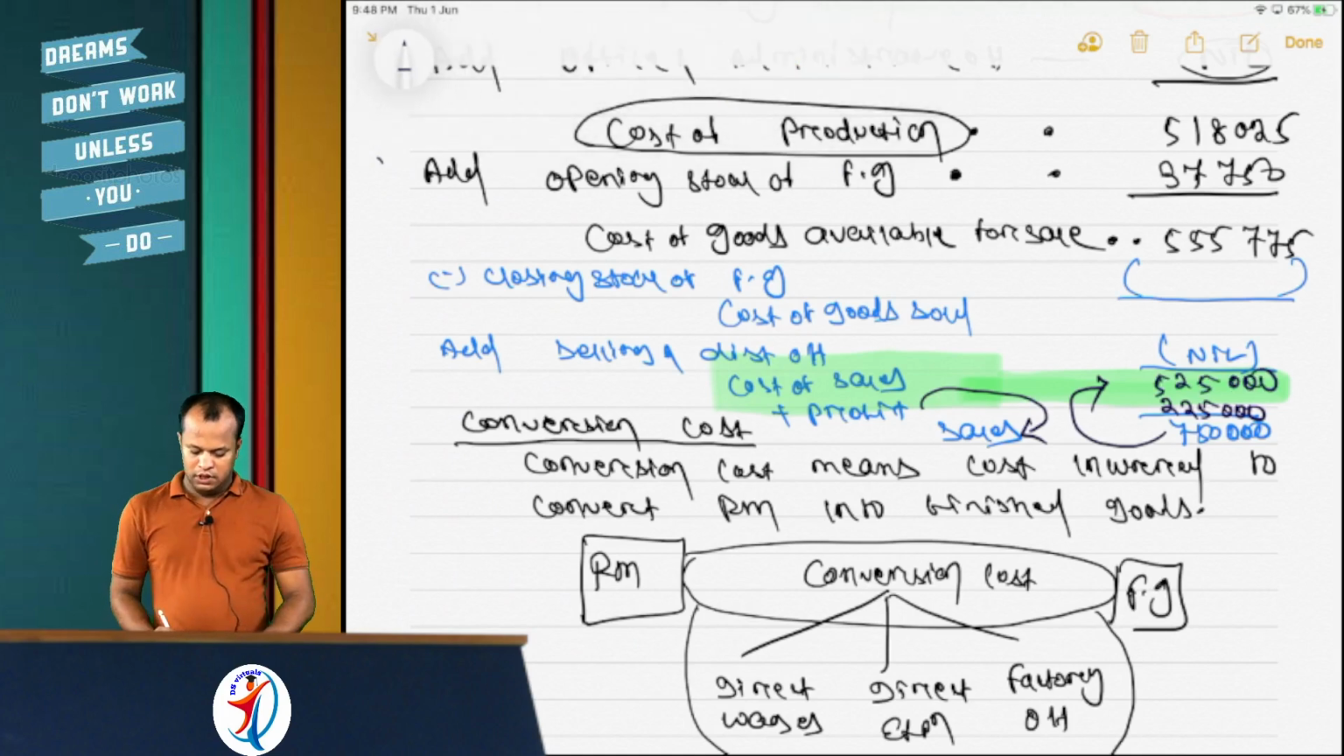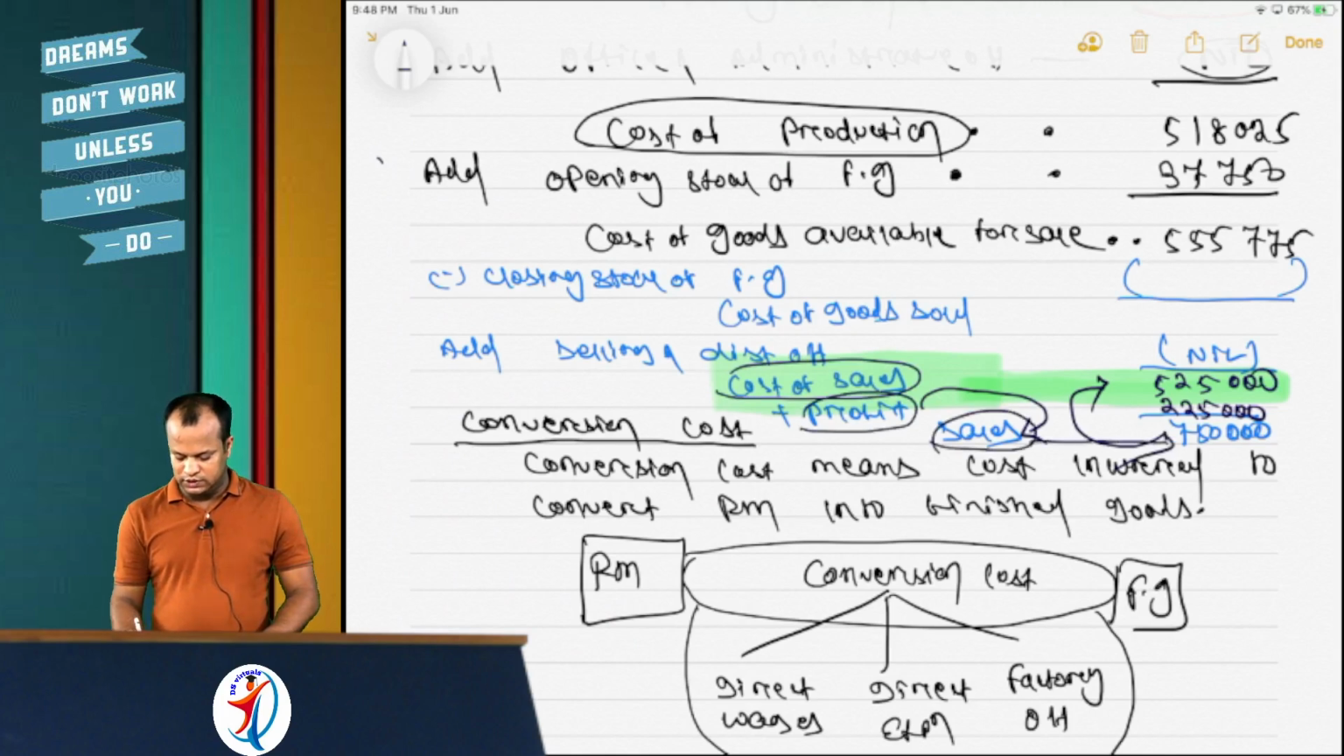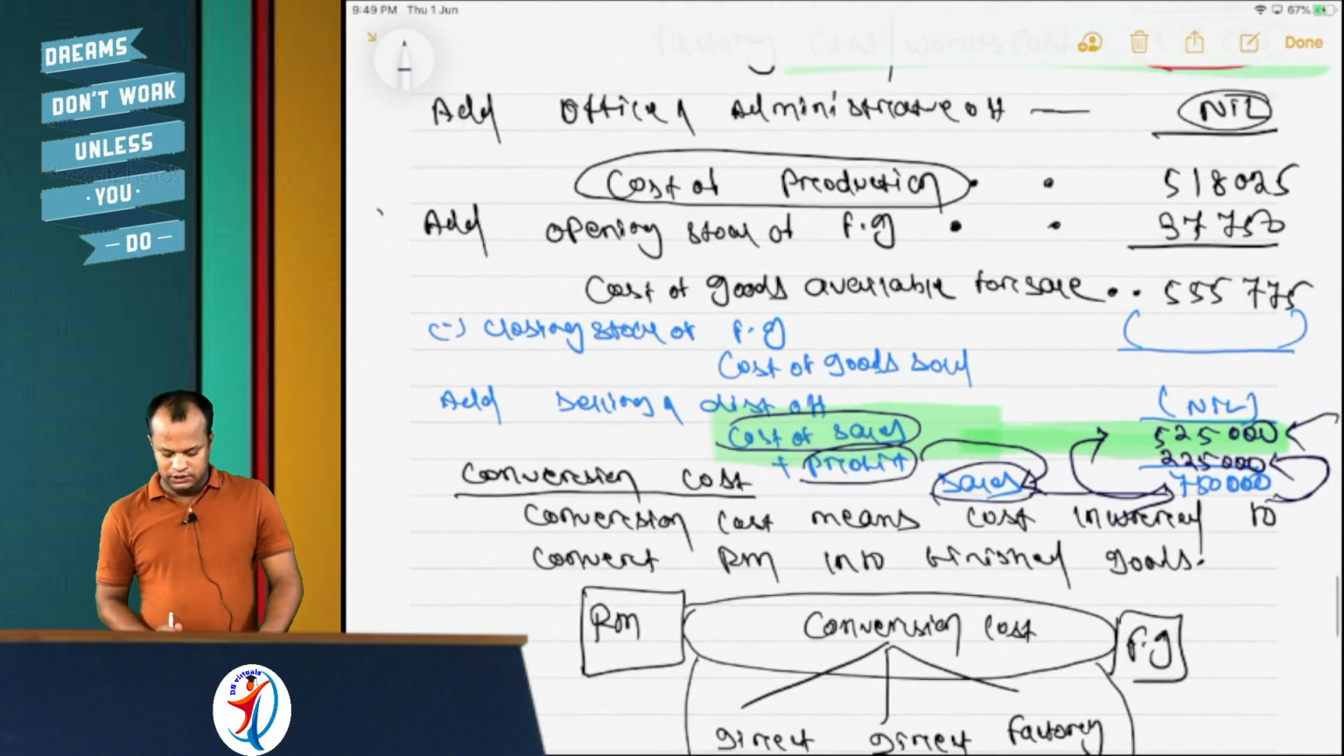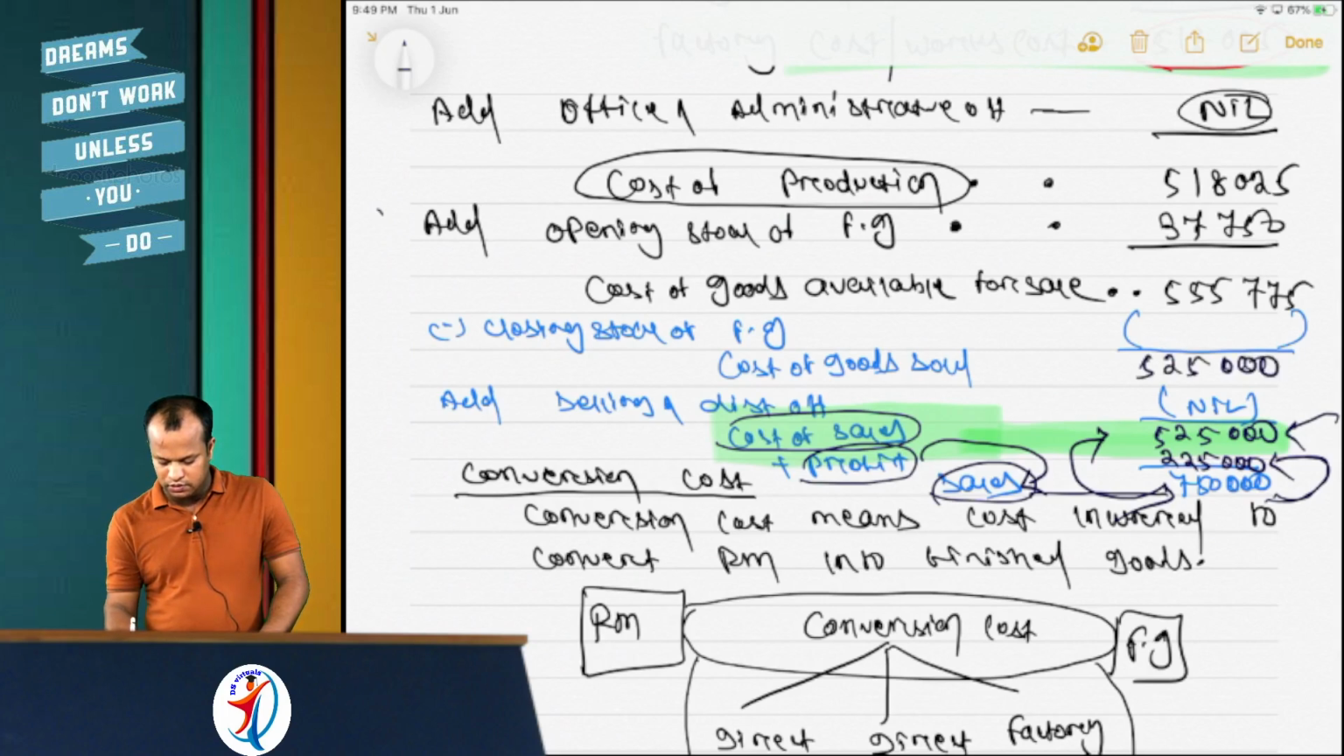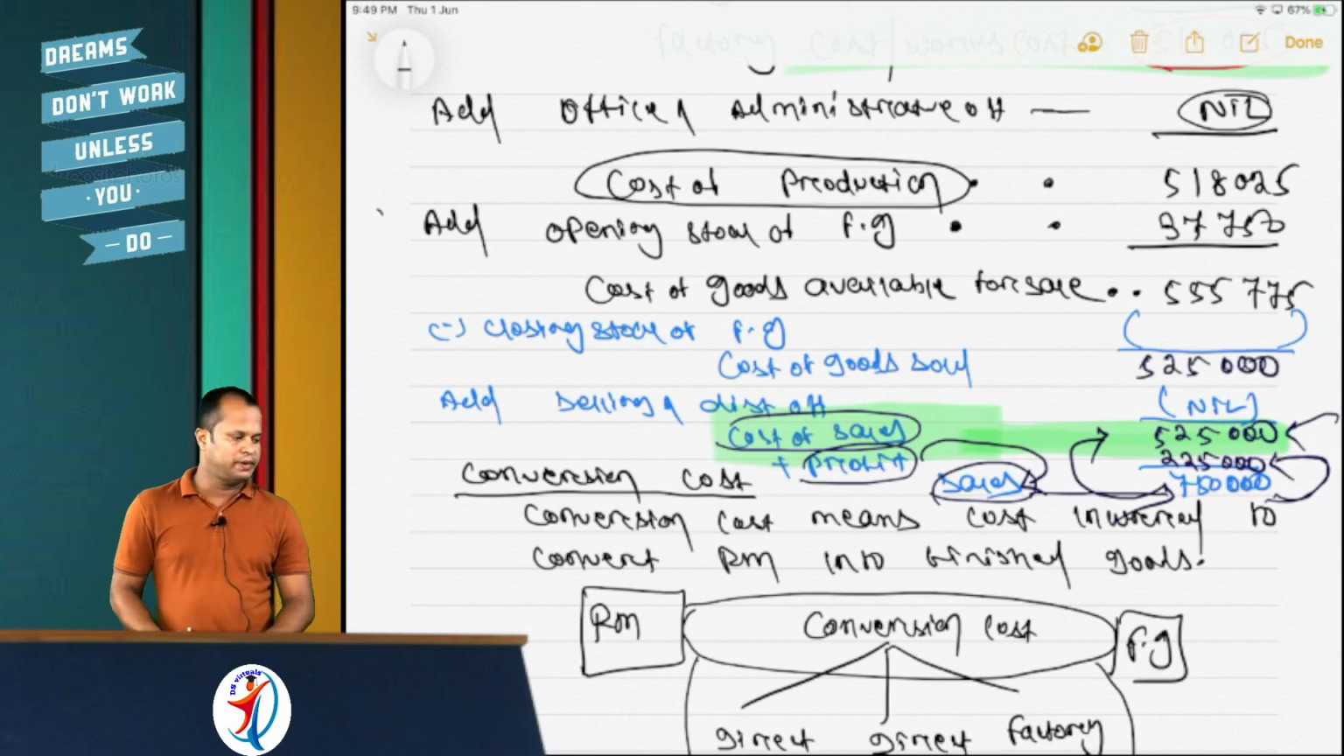Remember that cost of sales plus profit is equal to sales. So sales is 7 lakh 50. 7 lakh 50 into 30% will be profit. 7 lakh 50 minus profit will be cost of sales. Since selling and distribution overhead is nil, cost of goods sold will also be 5 lakh 25,000.